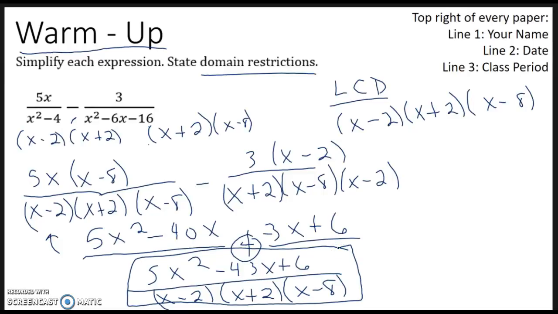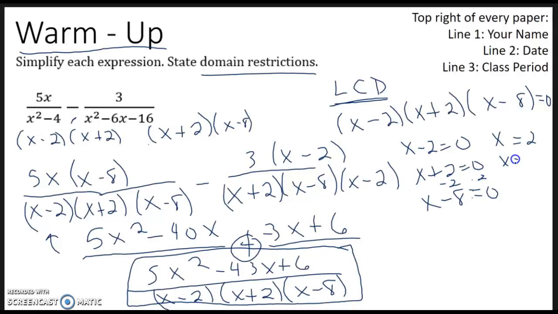Now I need to find my domain restrictions. Remember, my domain restrictions come from my LCD. I have to take all this and set it equal to 0. So I have x minus 2 equals 0, x plus 2 equals 0, x minus 8 equals 0. I skipped one step where I wasn't writing it. So I'm going to add 2 on the top one, so I got x is 2. And I'm going to subtract 2 on the second one, so I got negative 2, and then I'm going to add 8, so I got x is 8. These are my domain restrictions. X cannot be those numbers.